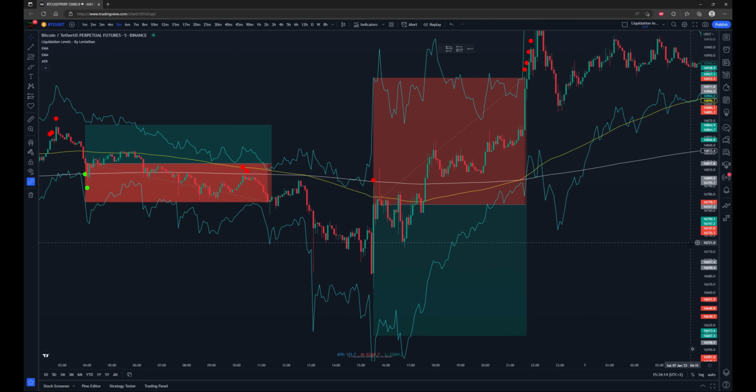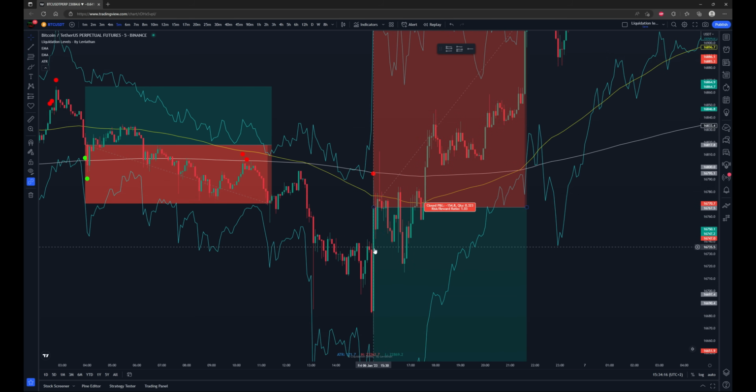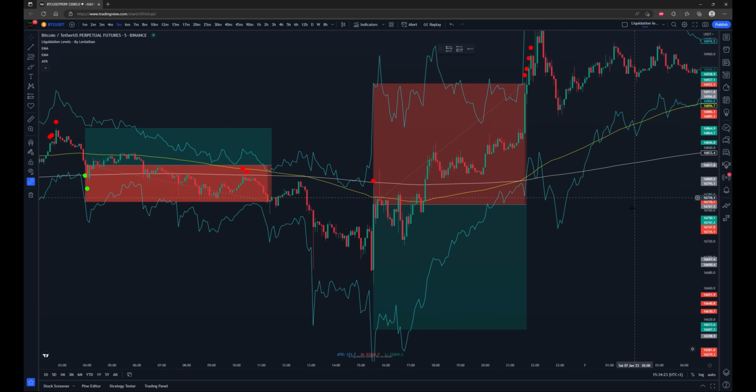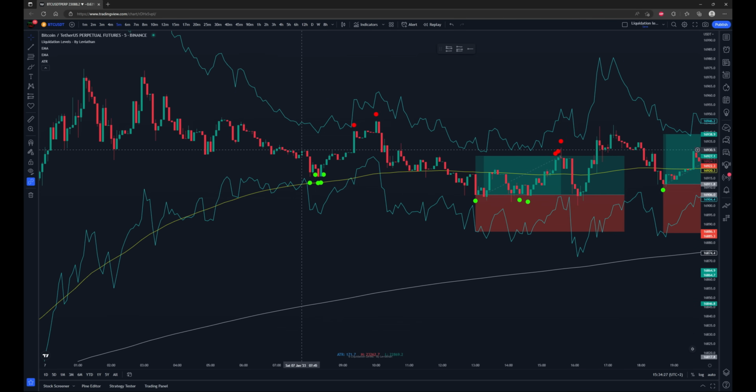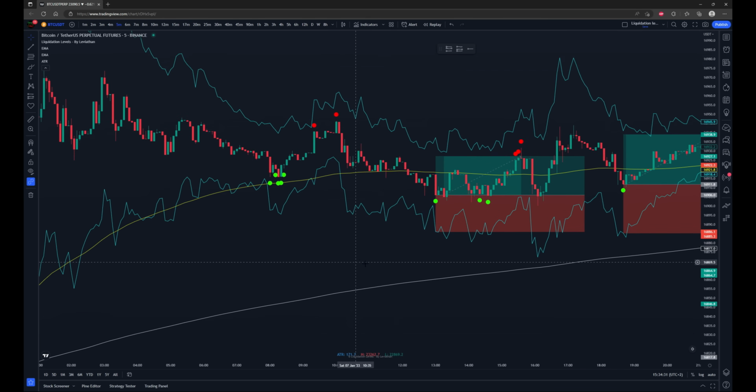This is a short entry where we get a red dot. Price had pulled back into the yellow. Yellow's below white, so we're looking for red dots. Short that, and it's a loss on that one. So we move on, and we cannot take any of these green dots, even though we have yellow over white. Price still hadn't pulled back into the yellow at that point.